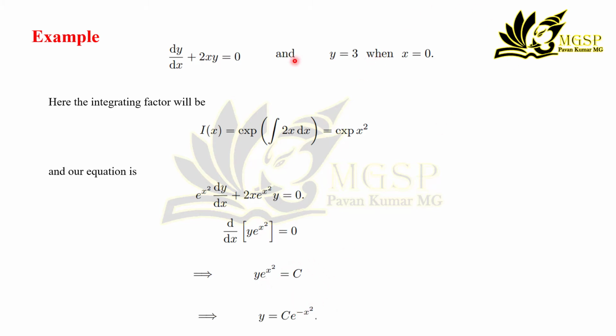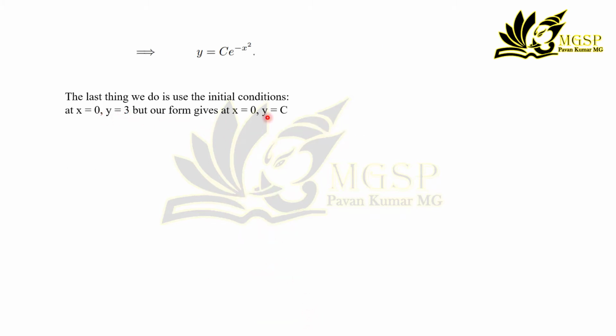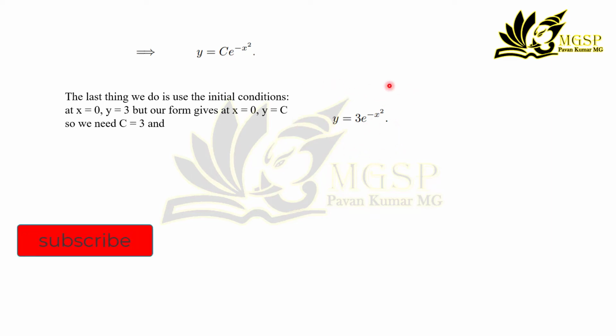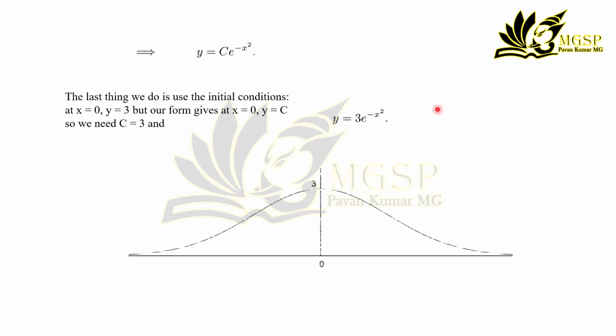So here they have given the initial condition. When you apply the initial condition, at x is equal to 0 and y is equal to c, we will be getting y is equal to 3 and c is equal to 3, and we will be getting y is equal to 3 e power minus x square. So let's plot it, and the plot looks like a Gaussian. This is the Gaussian with the constant 3, and at x is equal to 0 we are getting y is equal to 3.